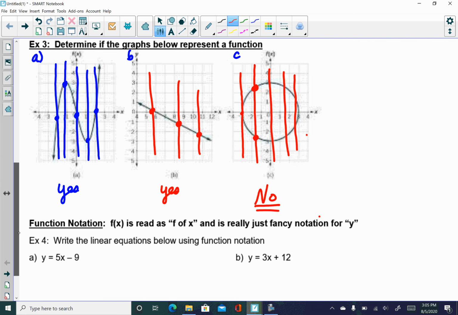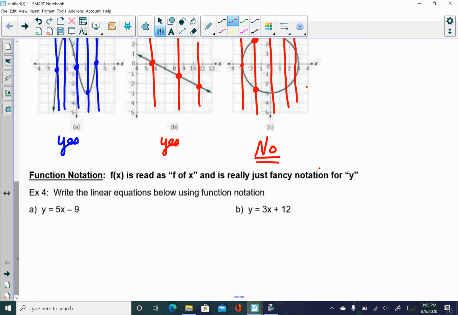Okay. All right, so let's talk about function notation. Function notation is just f of x, and it's read, as I just said it, f of x. And honestly, it's just fancy notation for a simple y equals. So down here in example 4, they want us to write these linear equations using function notation. So here, if you have y equals 5x minus 9, function notation just means, okay, let's replace y with f of x equals 5x minus 9. That's it, okay? It is really just, like I said, fancy notation.